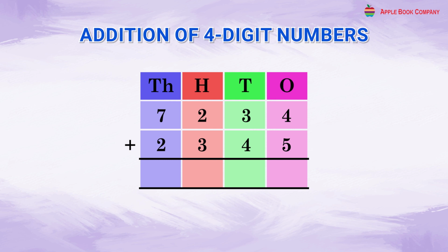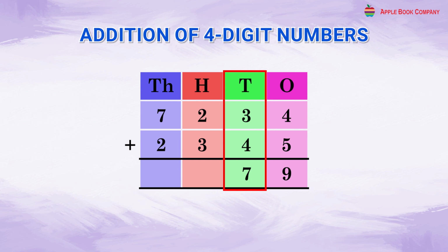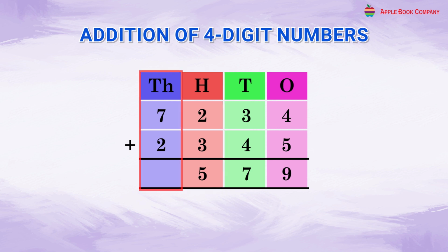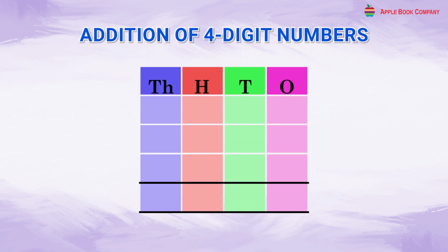In step 1, add the ones. So here 4 plus 5 is 9. In step 2, add the tens. 3 plus 4 is 7. In step 3, add the hundreds. 2 plus 3 is 5. In step 4, add the thousands. 7 plus 2 is 9. Therefore, the total number of trees is 9,579.